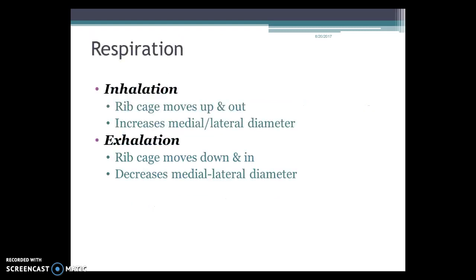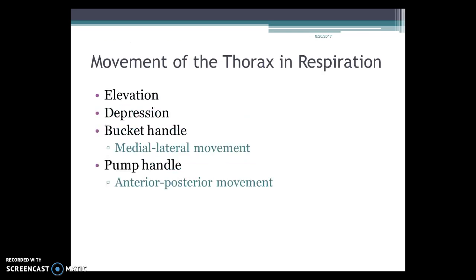Okay, I'm going to talk a little bit about respiration. And respiration, you're going to see conflicting things for which muscles are primary movers for inspiration and exhalation, depending on what you read. But in general, inhalation, your rib cage is going to move up and out and increases that medial and lateral diameter. So it kind of billows out to the side. Exhalation, your rib cage is going to move down and in, and it decreases that diameter.